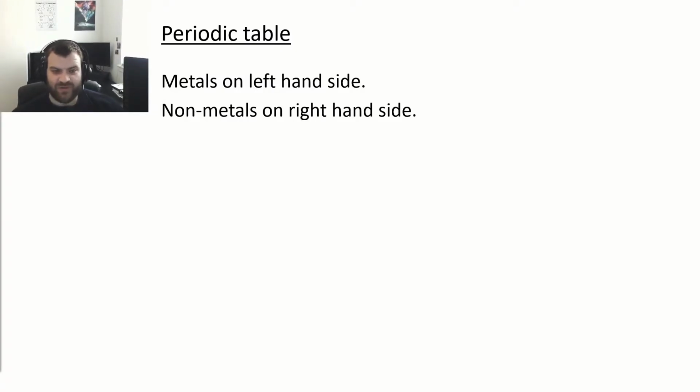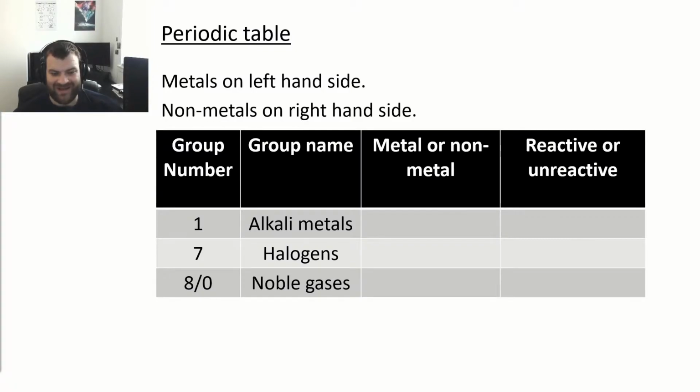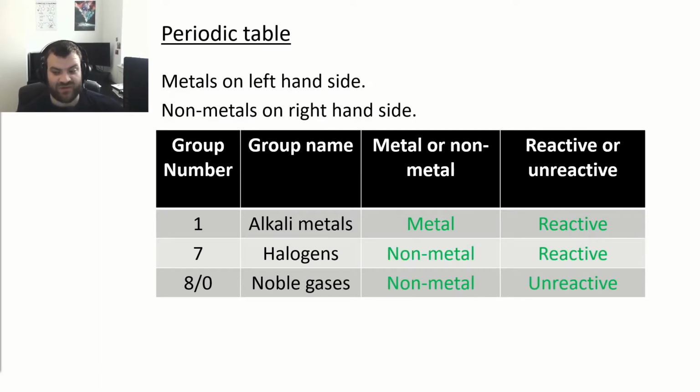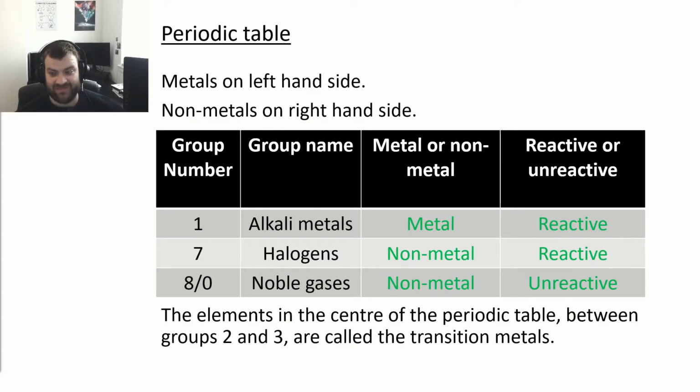There are three groups you need to know about in the periodic table. Those are group 1, 7, and then group 0, and those are the alkali metals, halogens, and noble gases. Our alkali metals are metals, which are reactive. We have our noble gases, which are non-metals, which are unreactive. We also need to know about the elements in between group 2 and group 3, which are called transition metals, and again, the data booklet tells us this.